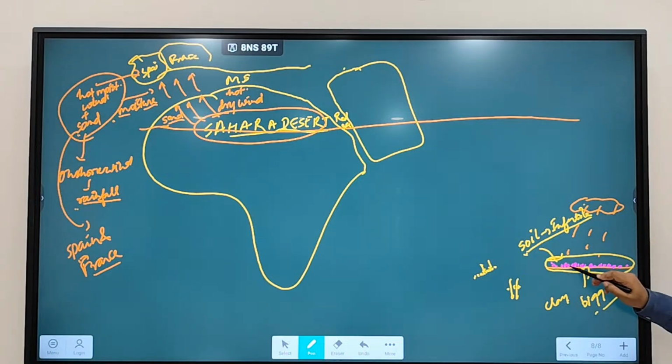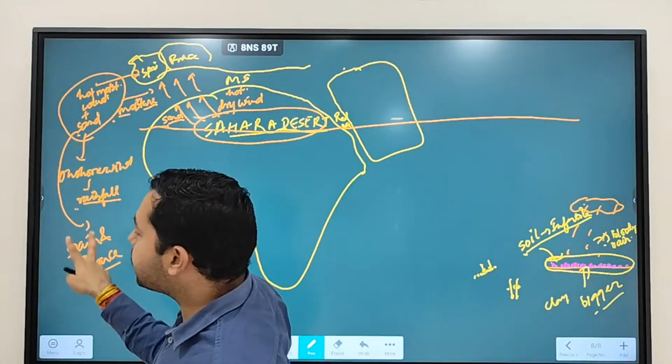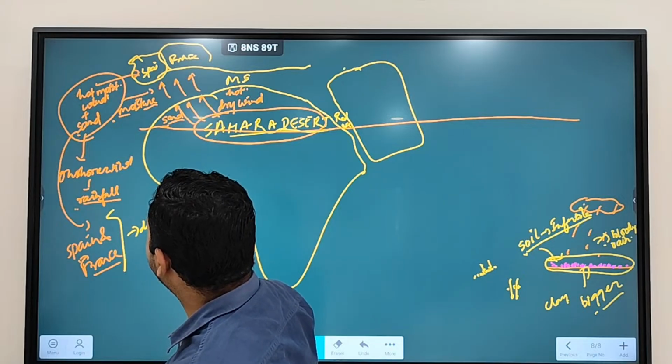Secondly, when a large amount of sand particles comes down, the color of the rain sometimes becomes red. That's why it is also referred to as bloody rain, because the red sand particles are coming down. Fine. So when this type of wind goes from here to here, it creates rainfall in Spain and France, making it difficult for agriculture.